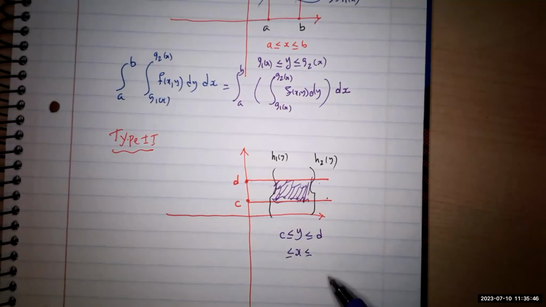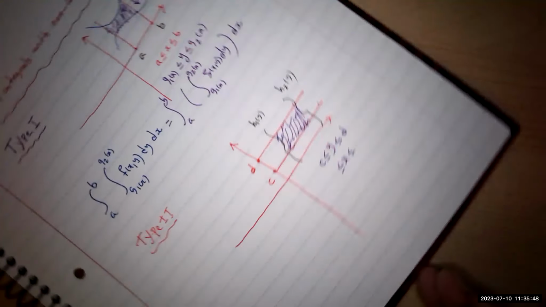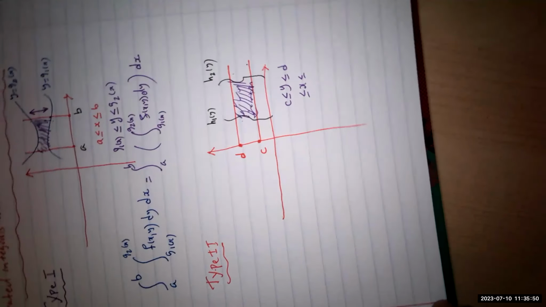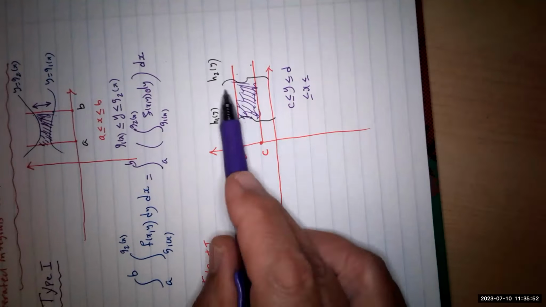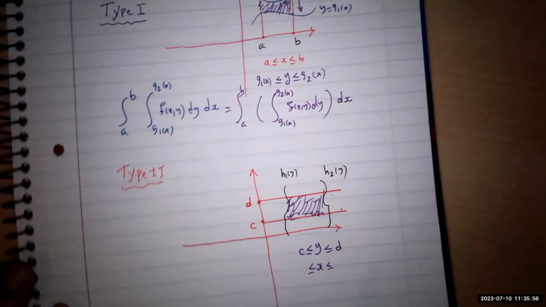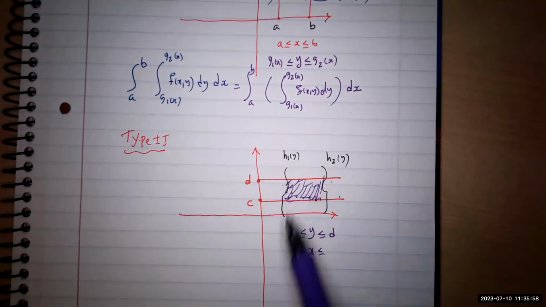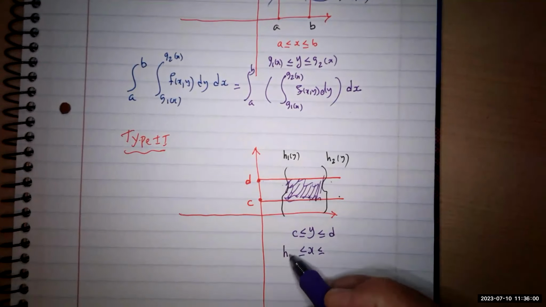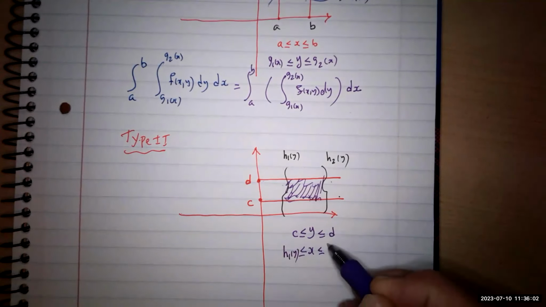Okay, this is going to be the one. So it's like looking at it in this format. So the top one for the x is this one. Okay, so this means your x goes from h1 of y to h2 of y.